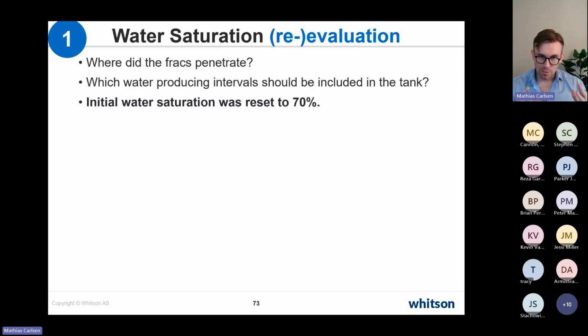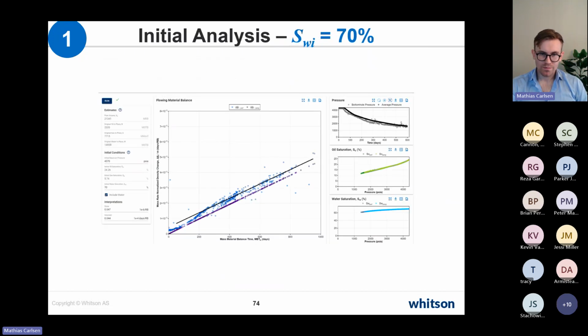So the first thing was that the petrophysicists came back and realized that, okay, we're actually penetrating some layers with more water. And most likely a number around 70% is more representative of the water saturation for this well. Is it exactly 70%? Well, we don't really know. It's maybe not the perfect number, but it's at least way better than 30. Okay, so we changed the water saturation up to 70%.